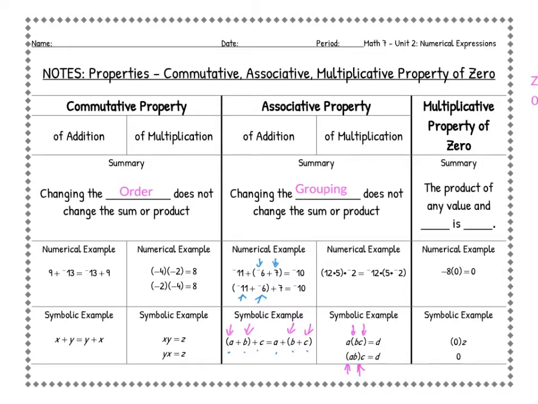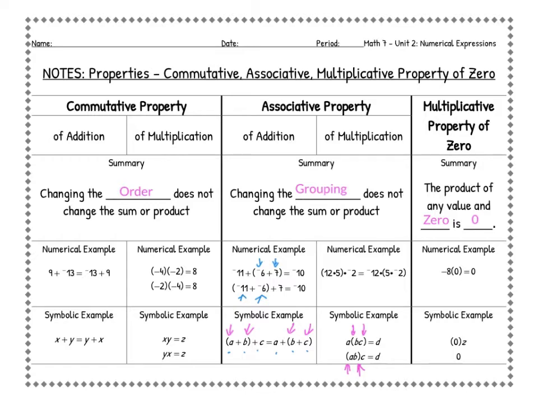Now let's take a look at the multiplicative property of 0. And the multiplicative property of 0 states the product of any value and 0 is going to be 0. And this is one of our easier properties. It only applies to multiplication, so it only works with multiplication.